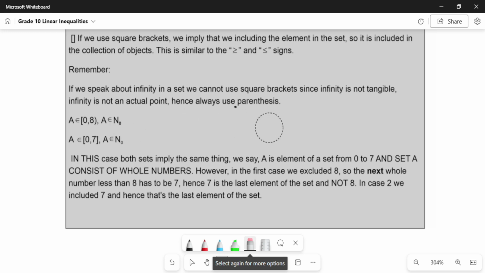But the fact that I included that restriction, or the fact that I spoke about what the nature of these numbers has to be, then I must ask myself, what is the next nearest whole number to 8? But less than 8, because that's the upper extreme. It is 7. So 7 is the next nearest whole number less than 8. That's the reason why we're using the parentheses. When we use the parentheses, we're excluding the upper boundary, but then you need to look for the next nearest whole number. So this is why this is true. This is what enables us to do that. Right, 7 is the last element of the set and not 8. In case 2, we included 7 and hence it is the last element of the set.